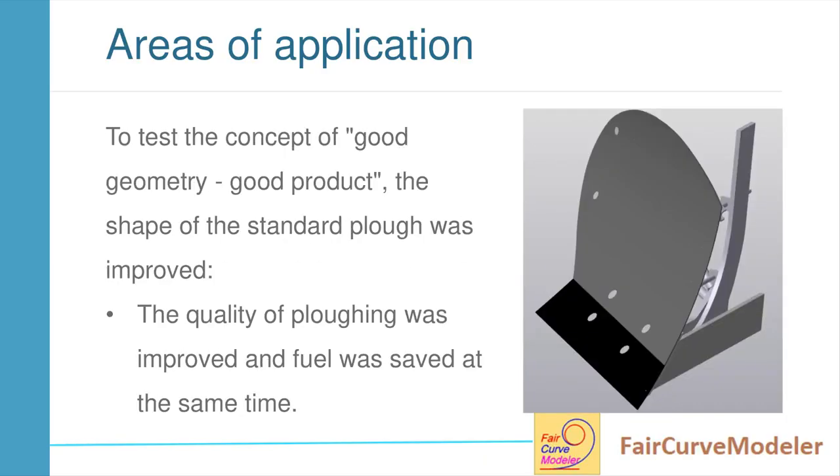To test the concept of good geometry, good product, the shape of the standard plow was improved. The plow design was thoroughly tested in the CFD system Flow Vision from TESIS, and then tested on a soil channel and in field trials, which showed a paradoxical positive result. The quality of plowing was improved and fuel was saved at the same time.